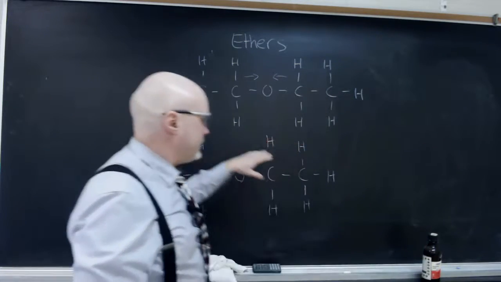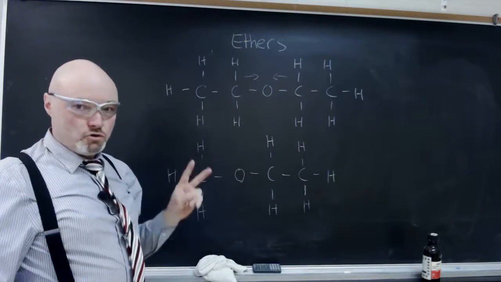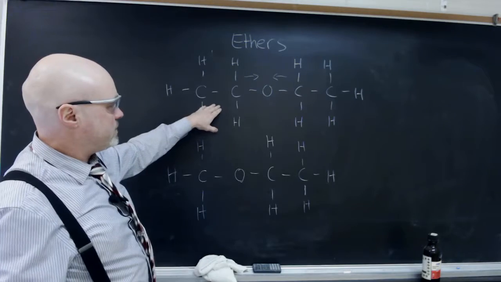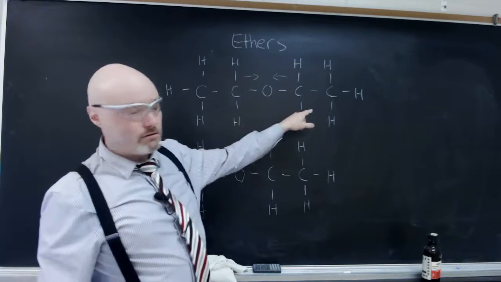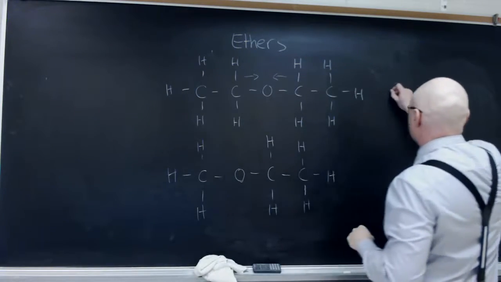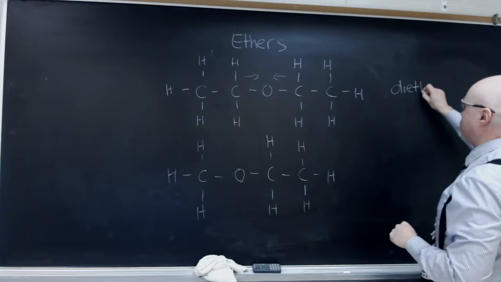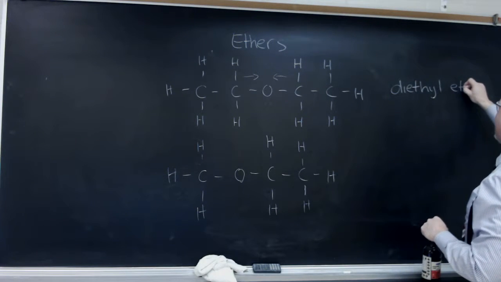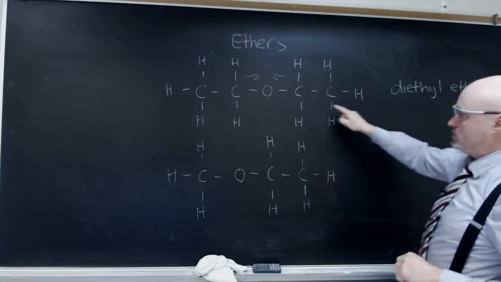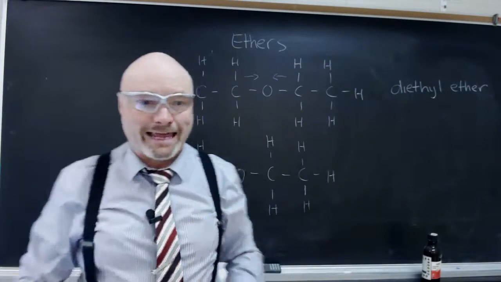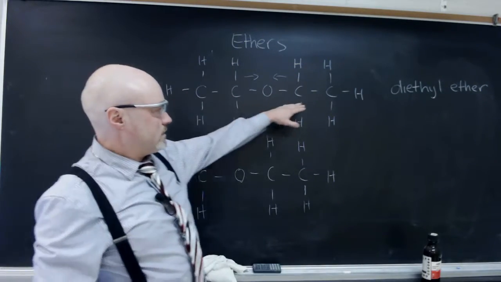You will notice that ethers contain 2 carbon chains. This is actually called diethyl ether, very common in distillations, because there are two ethane groups. Here's an ethyl and here's an ethane.